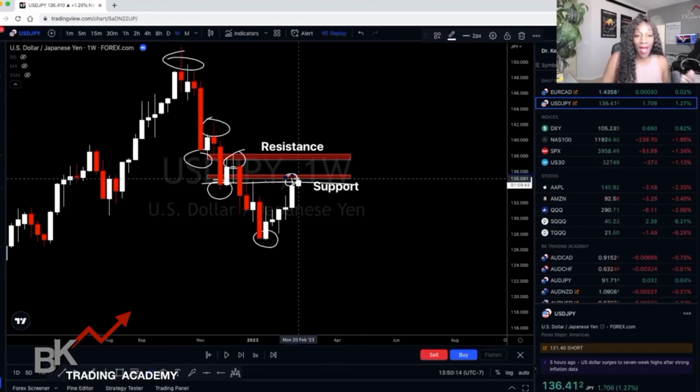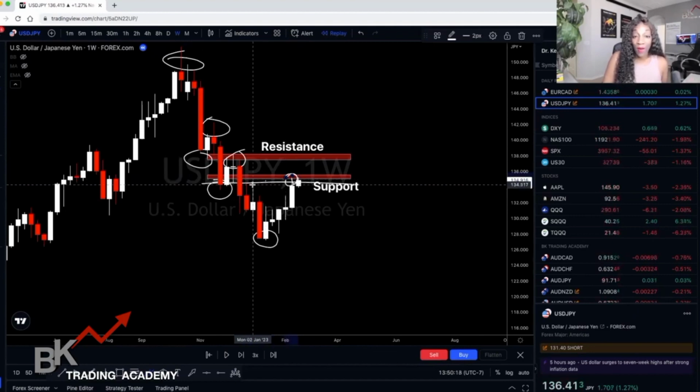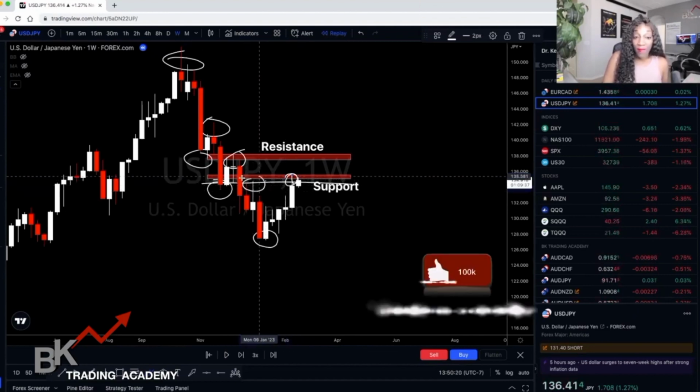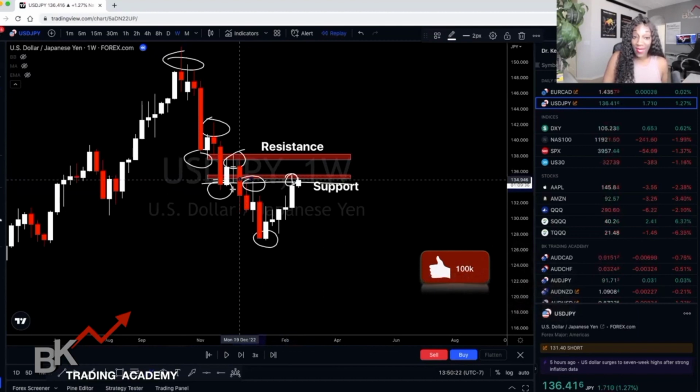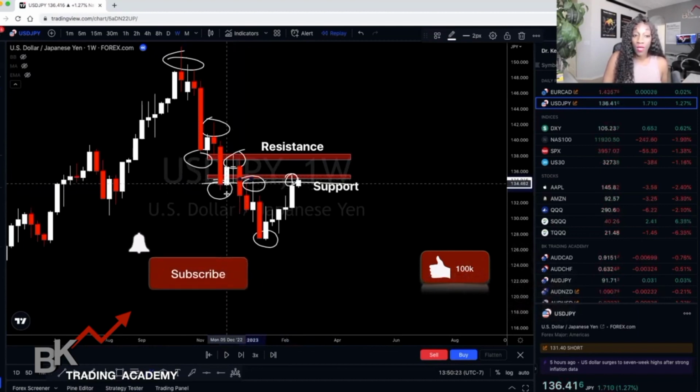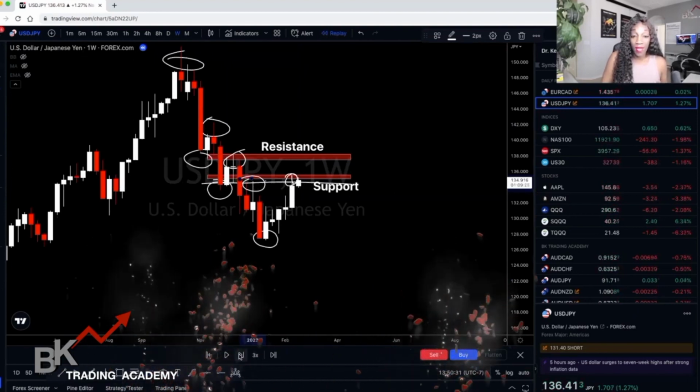So I had my eyes on this psychological level because I knew that this was an area that was very strong previous weekly resistance. It was also previous weekly support. And you can see if we keep scrolling out, this is also an area that was respected by that level as well. So now as we keep playing this, look what happened.